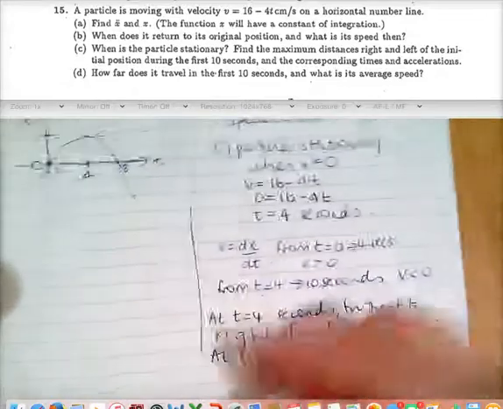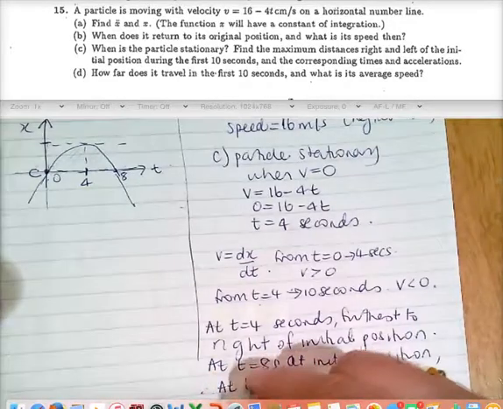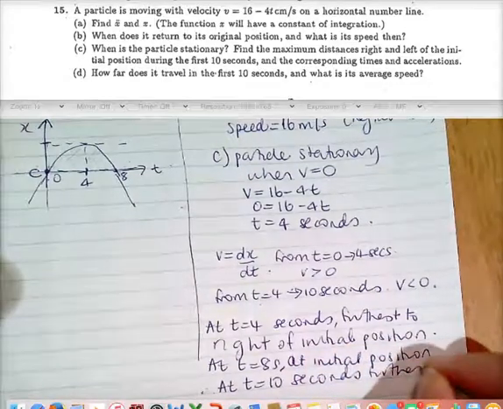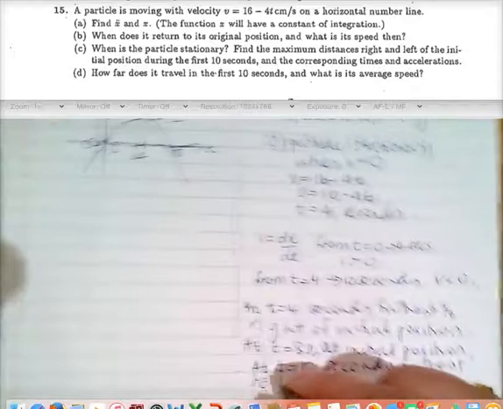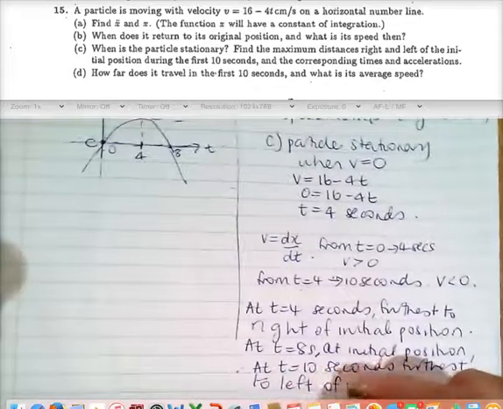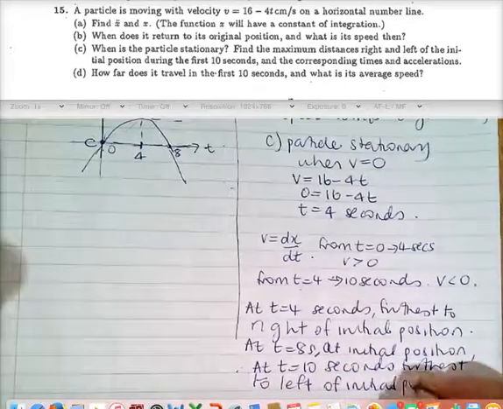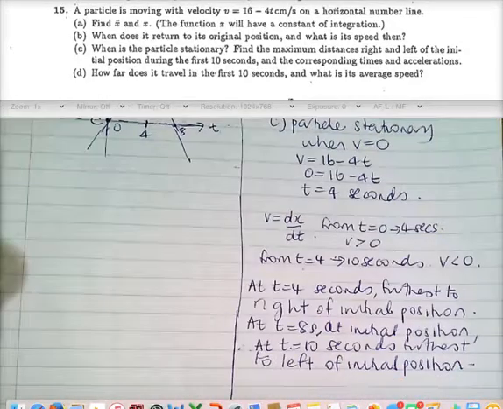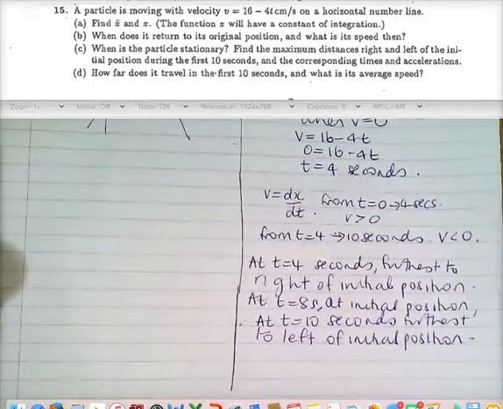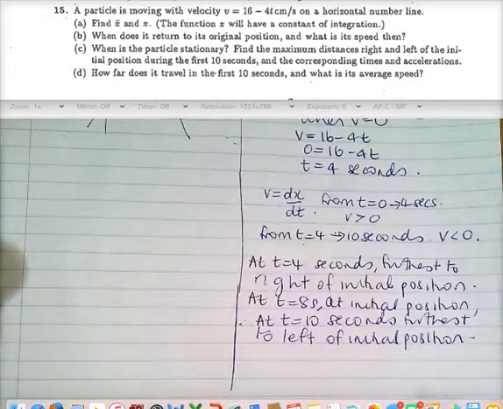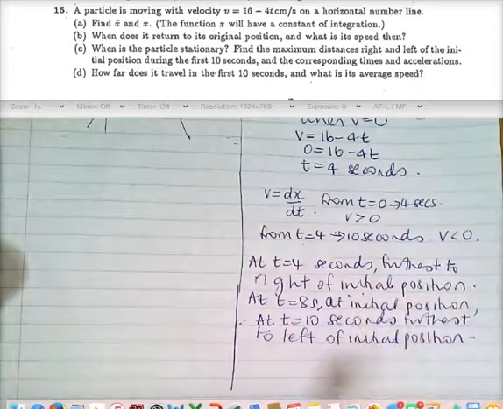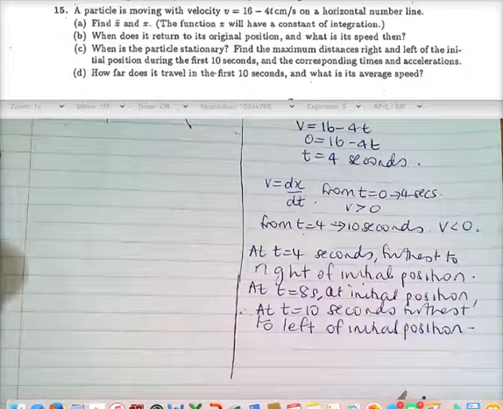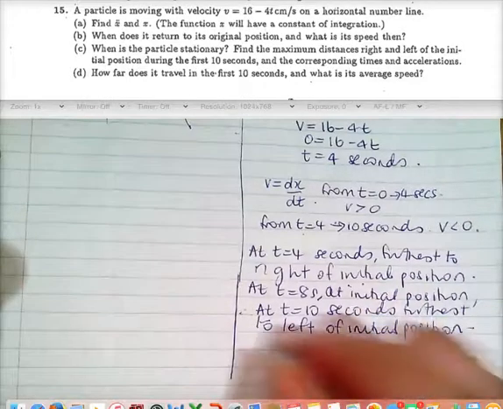in that negative direction. So therefore, at t equals 10 seconds, you are furthest to the left of the initial position. So at t equals 4 seconds, you're furthest to the right of the initial position. T equals 8, you're at the initial position, and t equals 10, furthest to the left. But what are the maximum distances, right or left of the initial position?